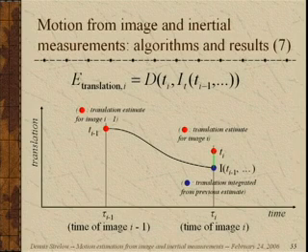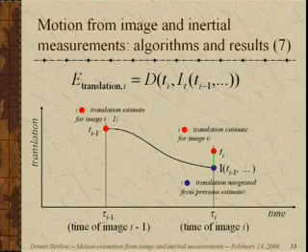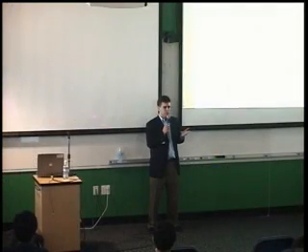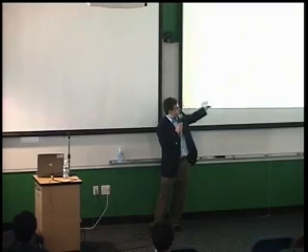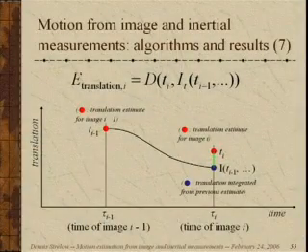In our prototype system, we took images at the standard frame rate, which is about 30 frames per second, and we took inertial readings at the highest rate that our little acquisition board would give us, which was about 200 hertz. So between 2 images, we're typically integrating over, say, 6 or 7 inertial readings.